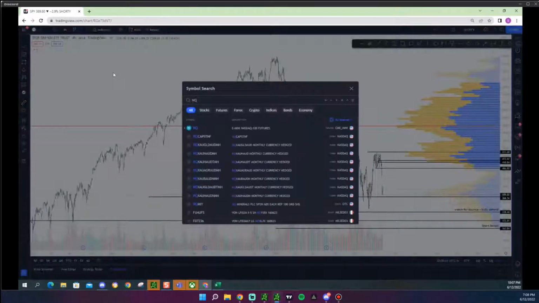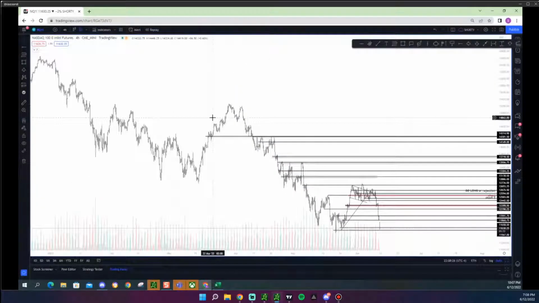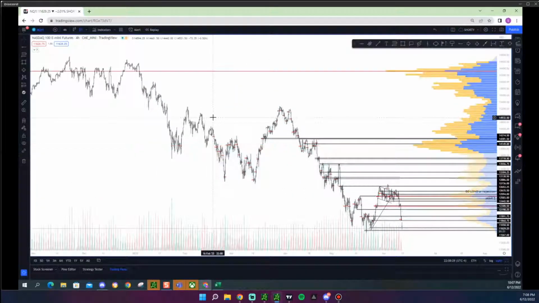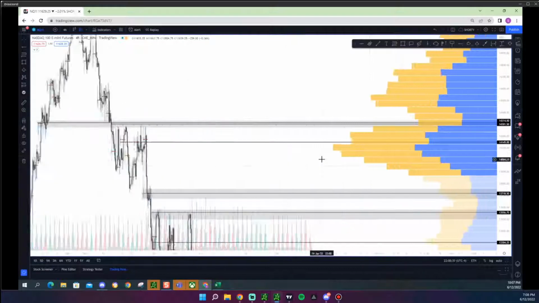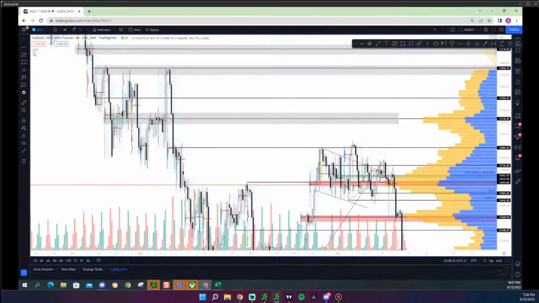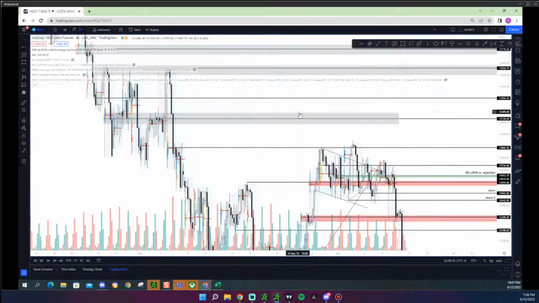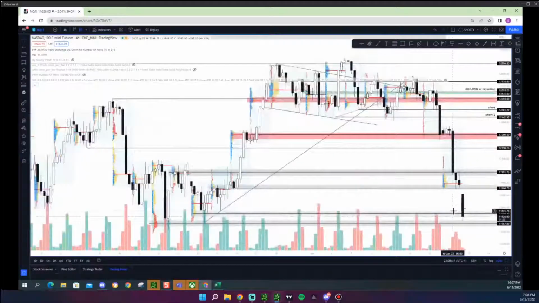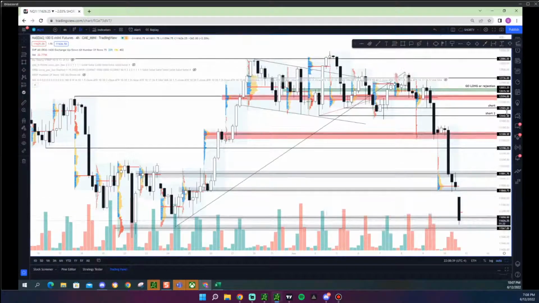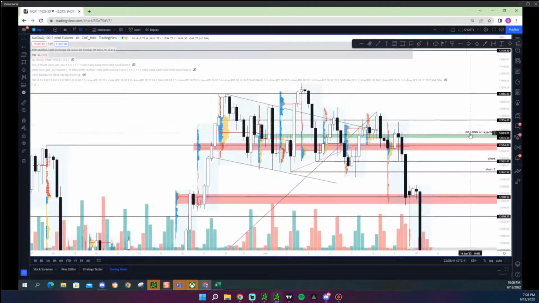QQQ, did we cover NQ? No. Let's see this one here. This was our level from last time. It's clear. Go long or look for a rejection.